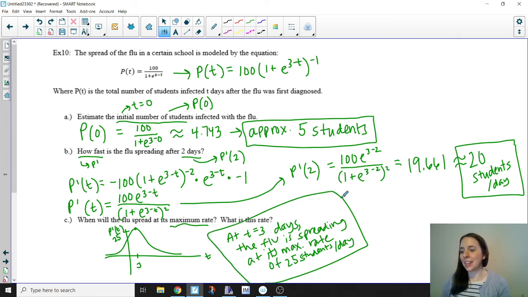So I just think I love ending with that example because especially right now, it is a very real life application of exponential functions and their derivatives. Remember, the derivatives help us to find how fast something is spreading, or its rate.